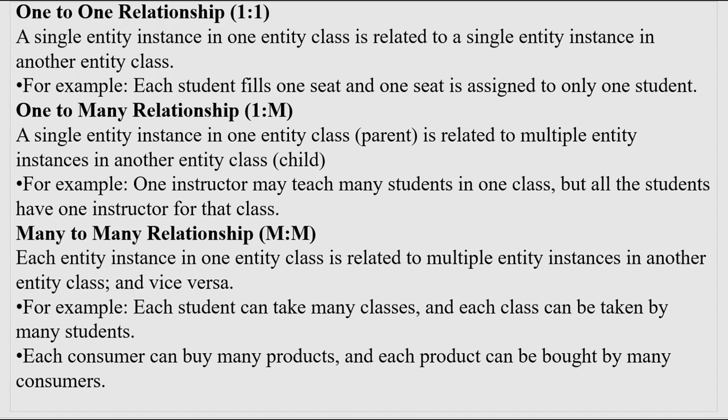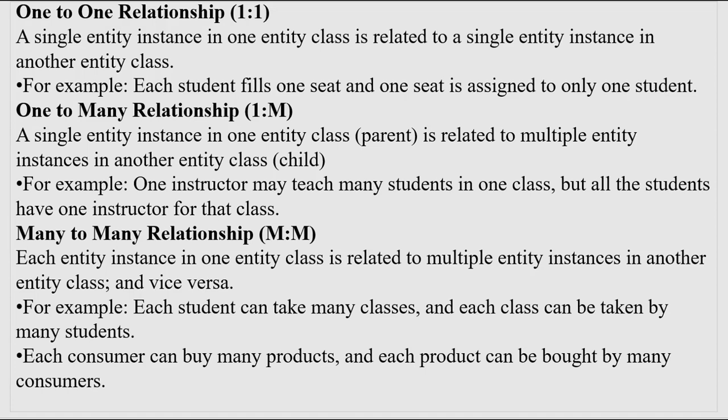One-to-one relationship. A single entity instance in one entity class is related to a single entity instance in another entity class. For example, each student fills one seat and one seat is assigned to only one student. One-to-many relationship. A single entity instance in one entity class is related to multiple entity instances in another entity class. For example, one instructor may teach many students in one class, but all the students have one instructor for that class.